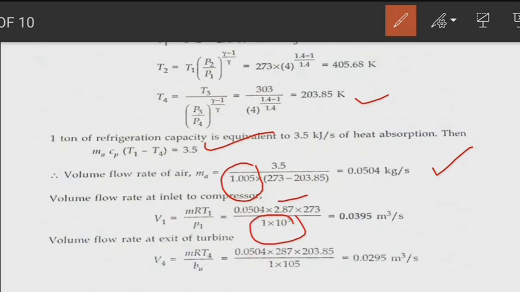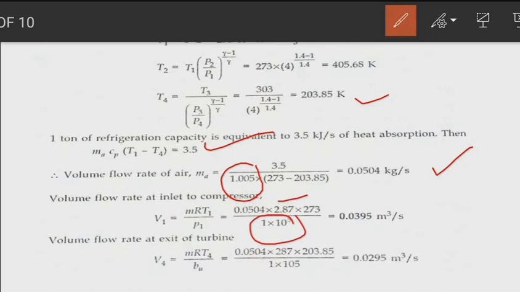ഓക്കെ, ഇവിടെ യൂണിറ്റ് മീറ്റർ ക്യൂബ് പെർ സെക്കൻഡിലാണ്. ഇതാണ് ആക്ച്വൽ ഫ്ലോ റേറ്റ്. മറ്റേത് കിലോഗ്രാം പെർ സെക്കൻഡിലായിരുന്നു, ഇത് മീറ്റർ ക്യൂബ് പെർ സെക്കൻഡിലാണ്. ഇനി അടുത്തത് ടർബൈനിലെ എക്സിറ്റിലുള്ള വോളിയം ഫ്ലോ റേറ്റ്, അതായത് ടർബൈൻ്റെ എക്സിറ്റിൽ ഉണ്ടാകുന്ന V4 ആണ് കണ്ടുപിടിക്കേണ്ടത്.